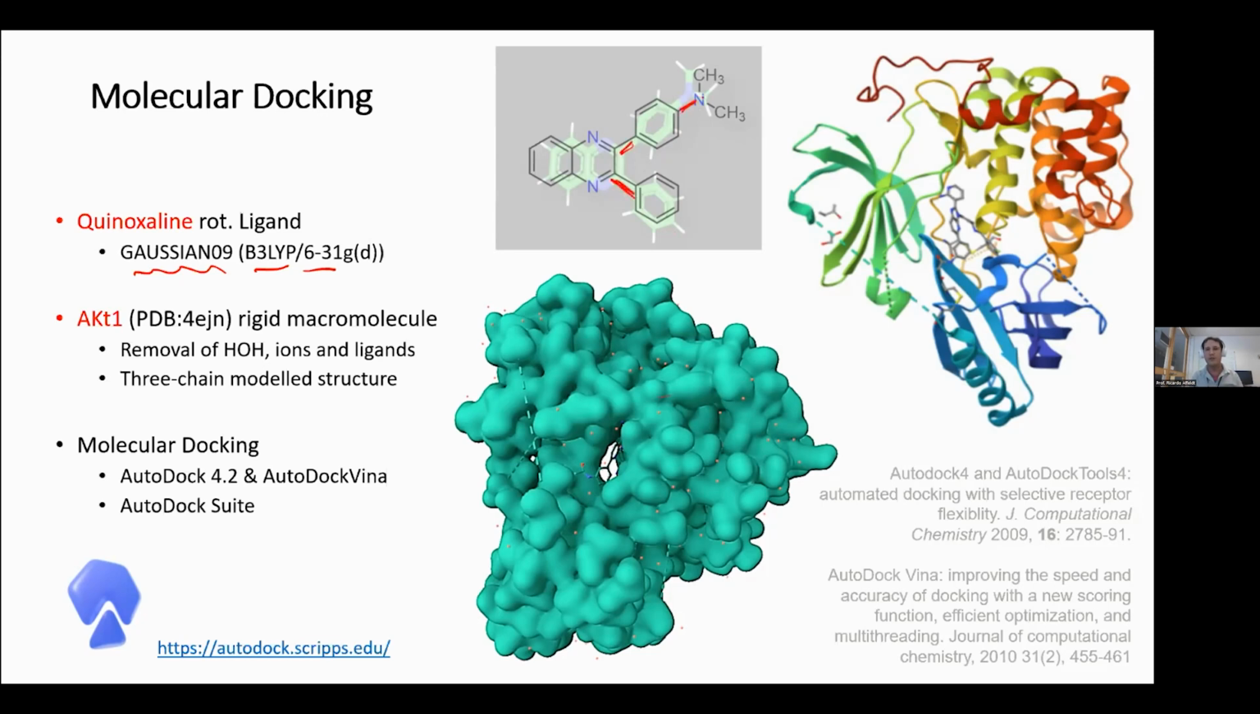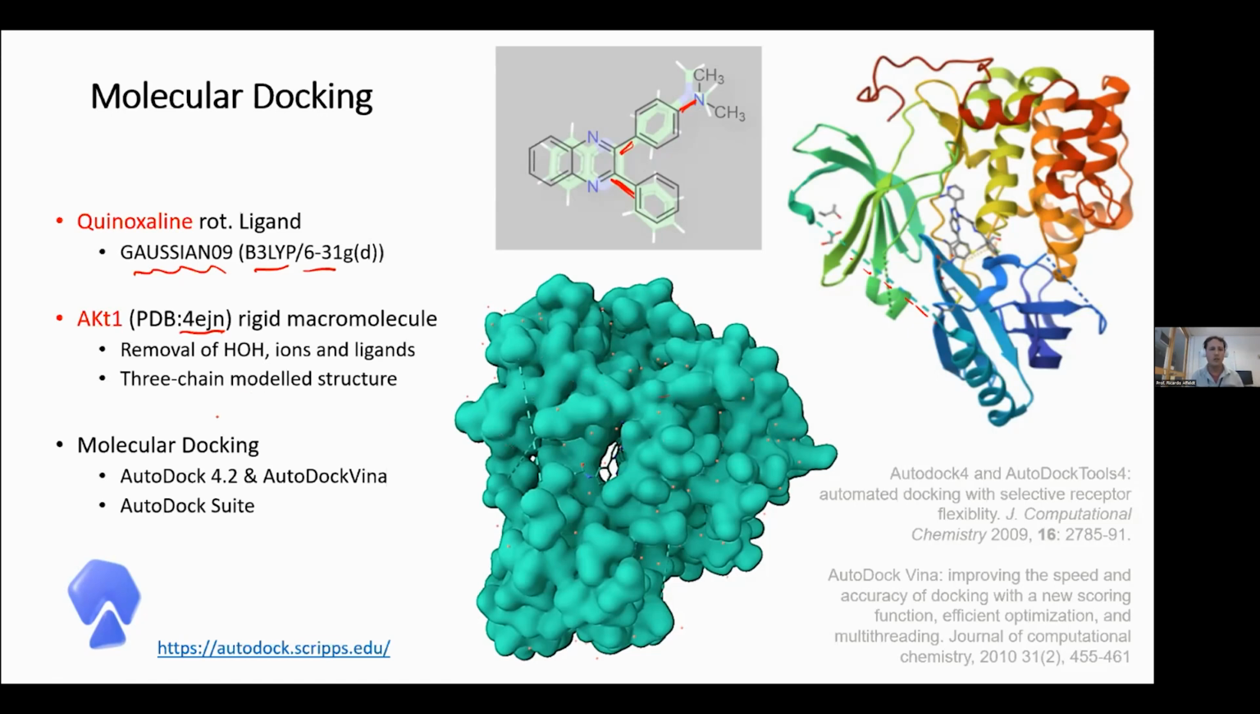The protein is the AKT1 from the PDB, 4EJN. It is considered our rigid macromolecule. Of course, we have done the treatment of the PDB by removing waters, ions, and other ligands. But nevertheless, we had to model the structure because some parts of these compounds were not crystallized. So we started then with this simulation. We simulated a protein.